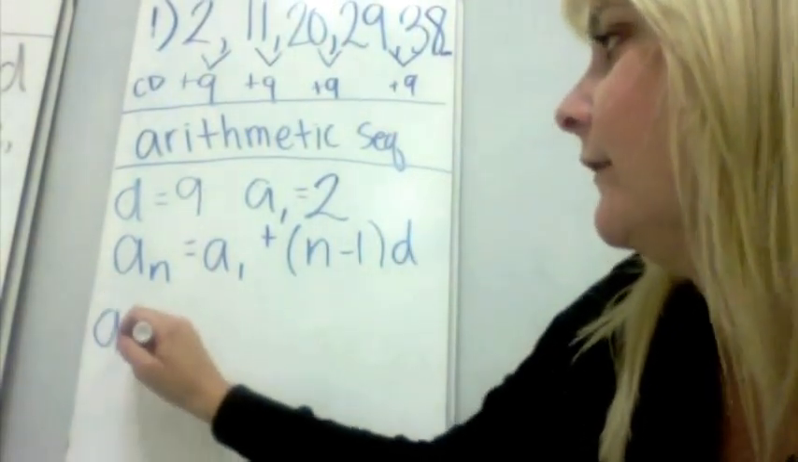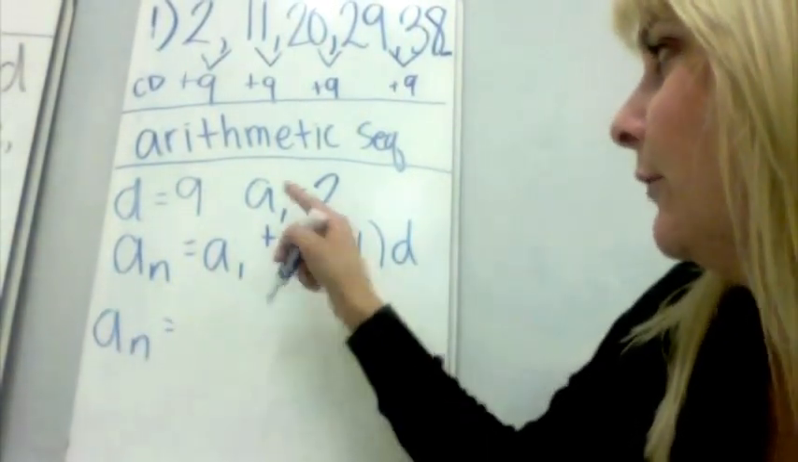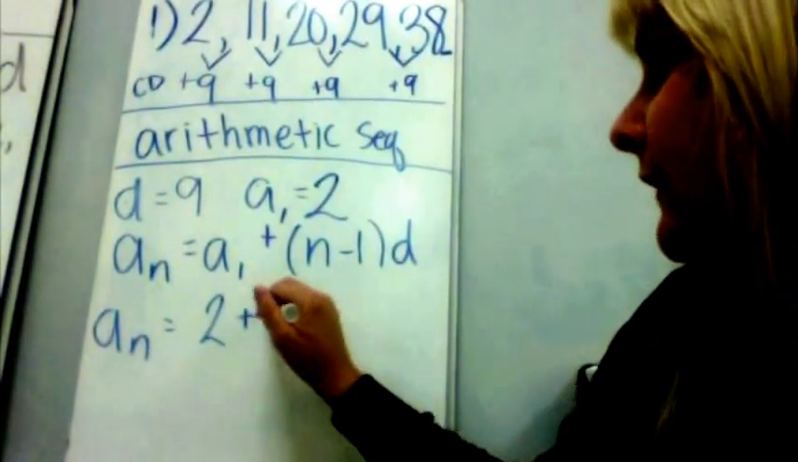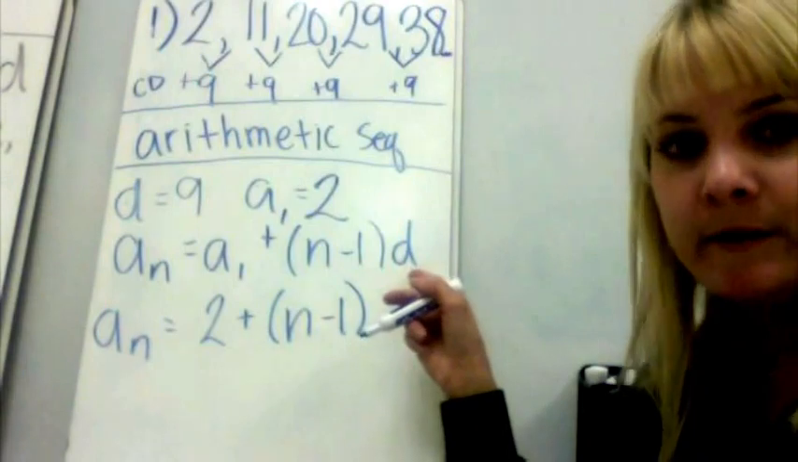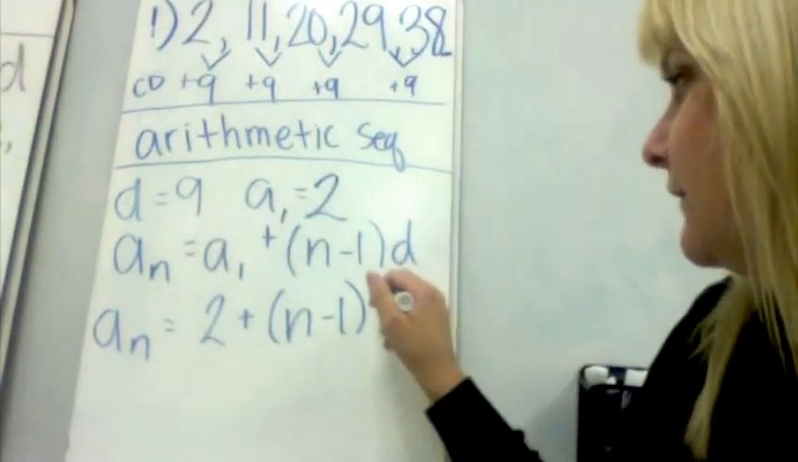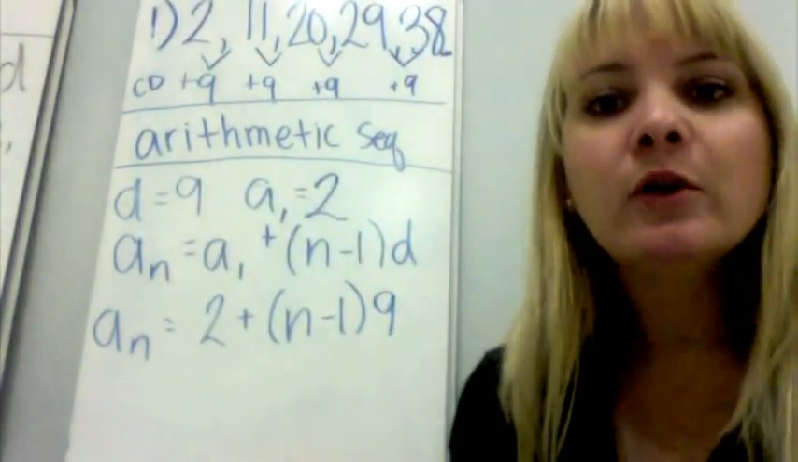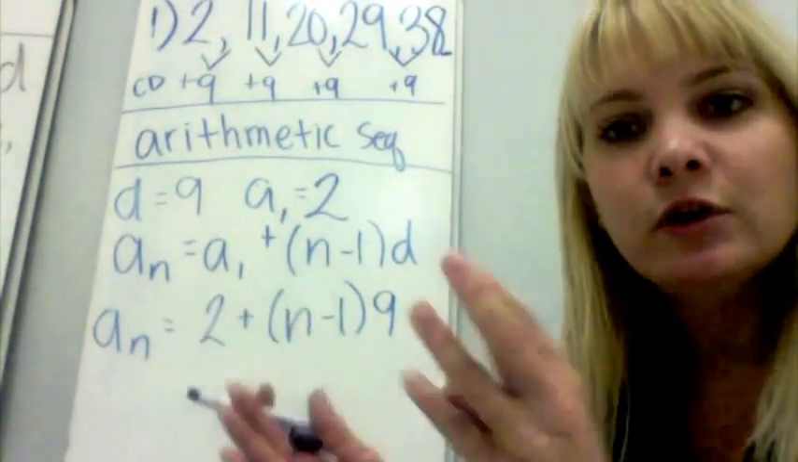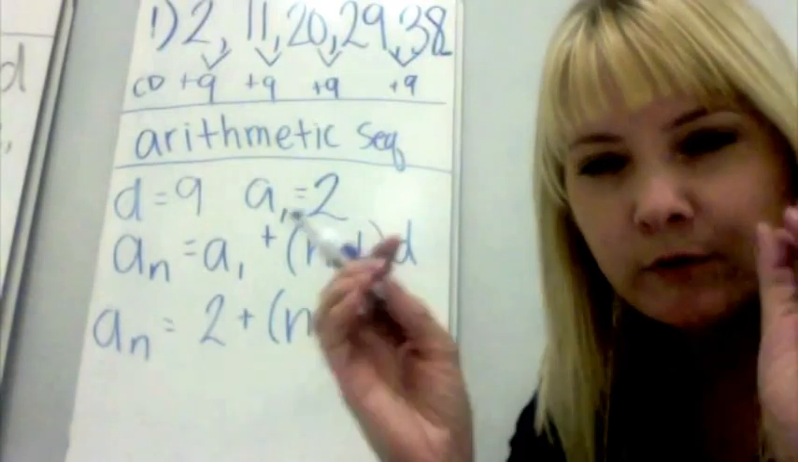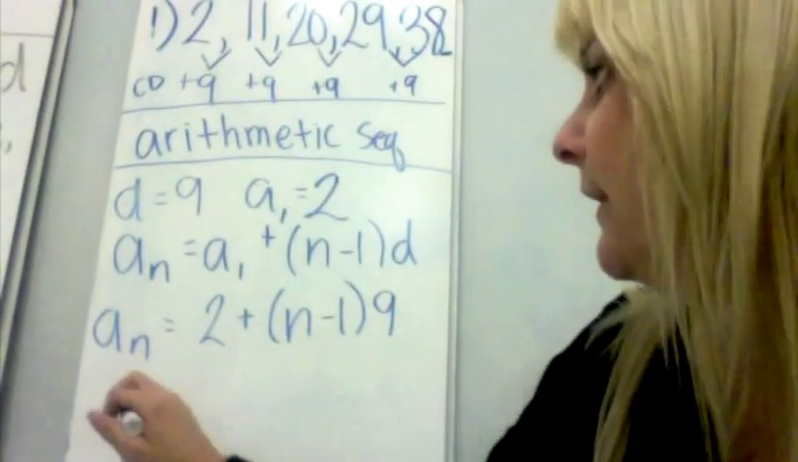So our rule here, a sub n equals a sub 1, which is 2, plus, open parentheses, n minus 1, it's always n minus 1, times our d value, which is 9, which is our common difference. All right, from here we do want to distribute the 9 to n and negative 1, and then combine like terms and write this in a more visually appealing manner.